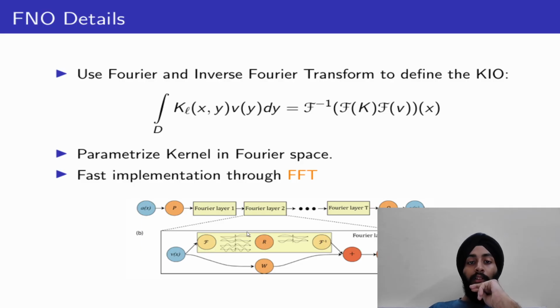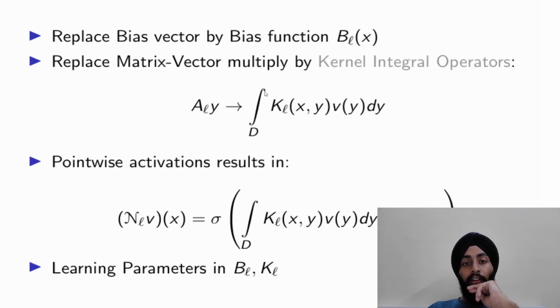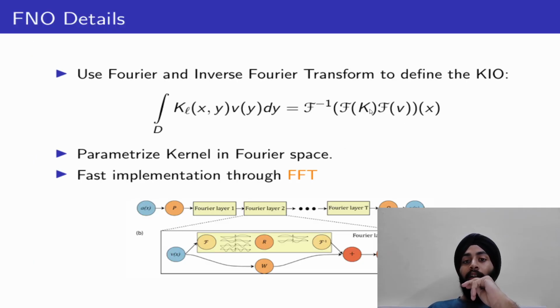Now this part right over here is replaced by taking the Fourier transform of k times the Fourier transform of v, and then taking the inverse Fourier transform after it. Now, as you know, taking the Fourier transform and then the inverse will do nothing. But the good part is that doing the computation and calculating the k and v matrices in the Fourier space rather than the spatial space helps make them resolution invariant.